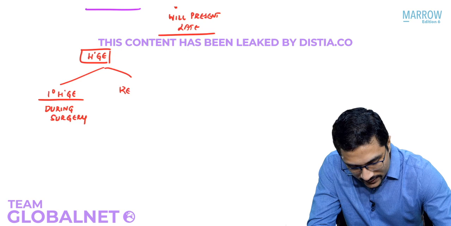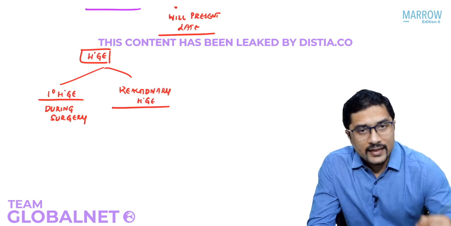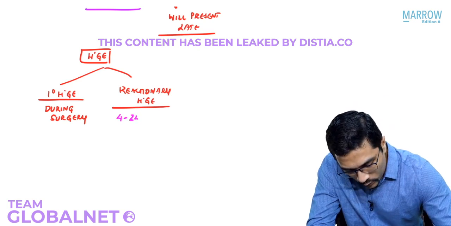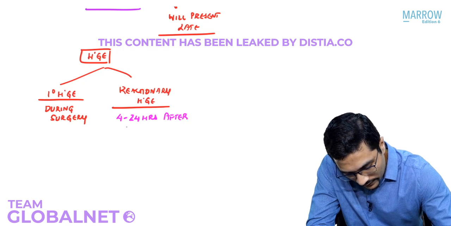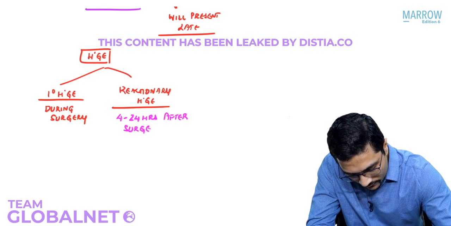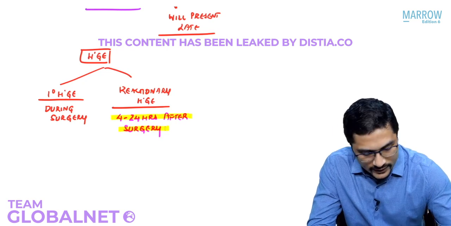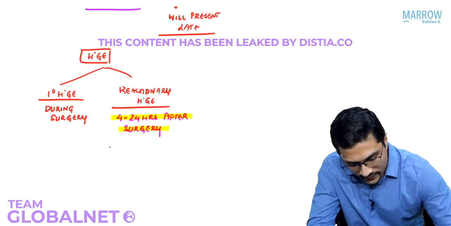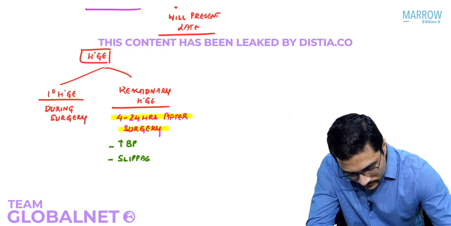The second one is reactionary hemorrhage. This is the one which has been asked most commonly, reactionary hemorrhage. Reactionary hemorrhage can occur 4 to 24 hours after surgery. Okay. So what are the causes of reactionary hemorrhage? The causes of reactionary hemorrhage would be increase in blood pressure, or slippage of the knot.